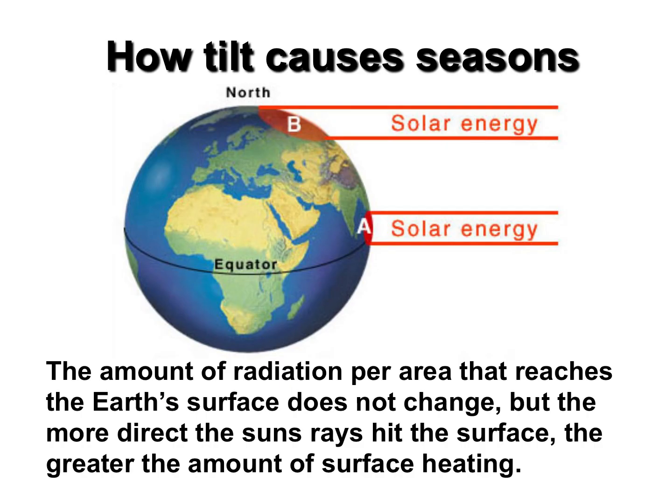You can picture it maybe more easily like this. Imagine you're shining a flashlight on this globe. At position A, you're holding the flashlight straight, so all the light is focused on that one area. This would be summer.